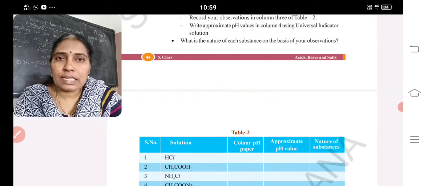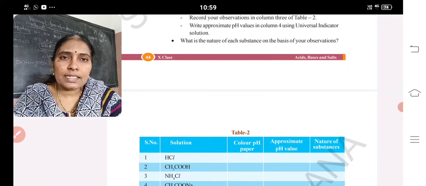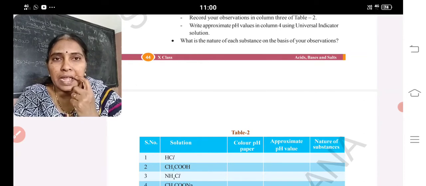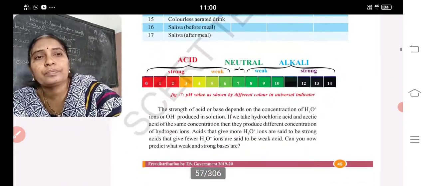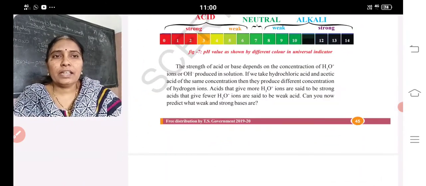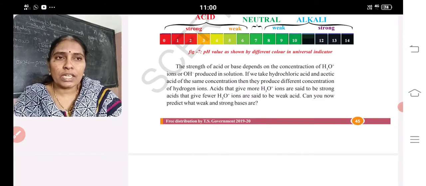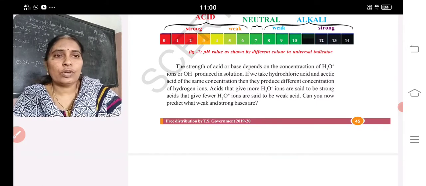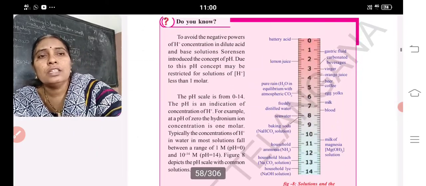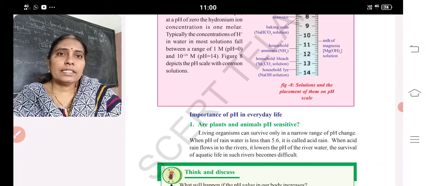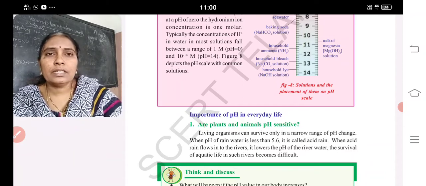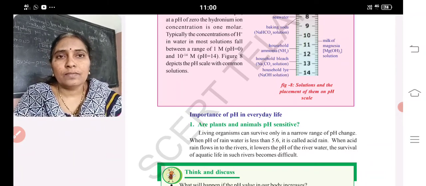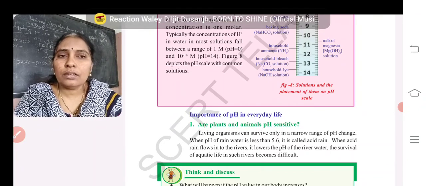If its pH value is less than 7, it is said to be an acid. 7 is neutral, and greater than 7, from 8 to 14, it is said to be a base. So this is the pH scale. With the pH values you can find strong acids, weak acids, strong bases, weak bases, and neutral solutions. So what is the pH value of a strong acid? Less than 3 or 4, that is 0 to 1, 3, it is strong. Further on, up to 5, 6, it is a weak acid. 7 is neutral, and 8, 9, 10 is a weak base. 11, 12, 13, 14 is a strong base.